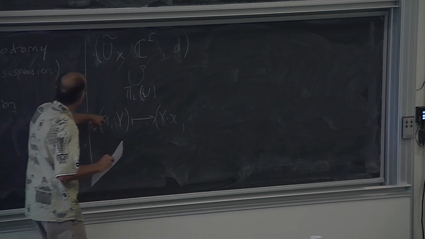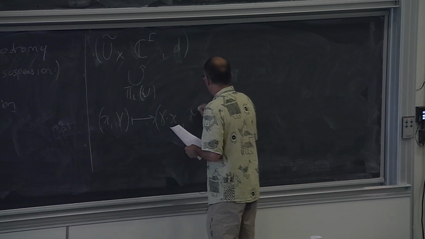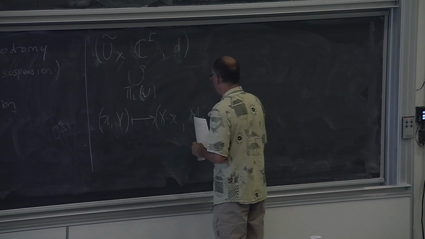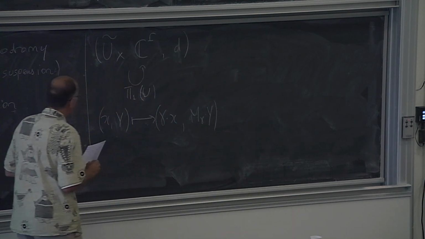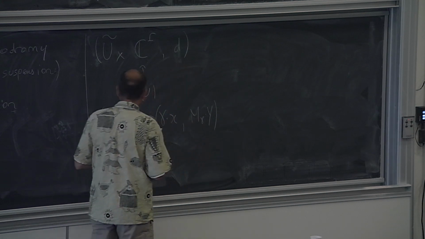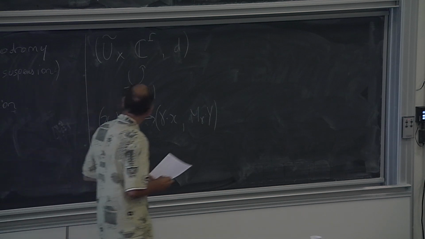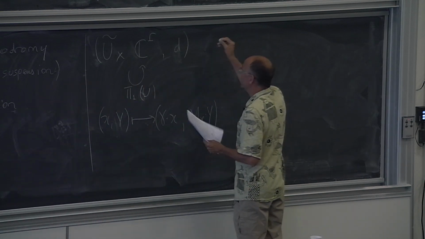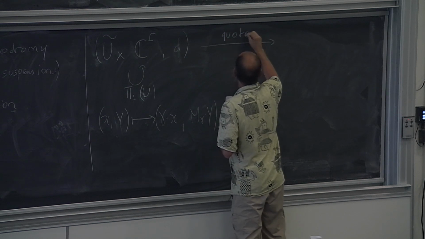x is belonging to ũ, and on y, you act with M_γ. So maybe I am also mistaking here. I don't remember if I have to put -1 or so on, but you have to choose the good way, sorry, to get a representation. And in this way, you can go to the quotient.